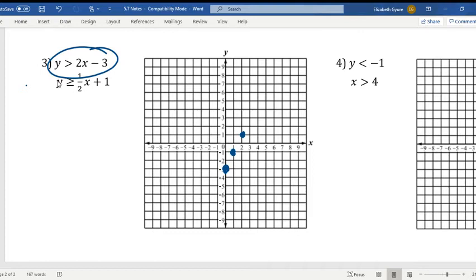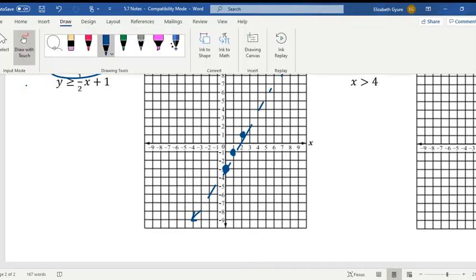Now we got to decide what kind of line we need. Dallas, what do you think? Should I use a solid line or a dotted line here? Yep, we need a dotted line. Good. All right, so we got a dotted line, and now, is this a greater than symbol or a less than symbol? It's a greater than, good. Corey, if it's a greater than, should I shade above or below? Above, very good.